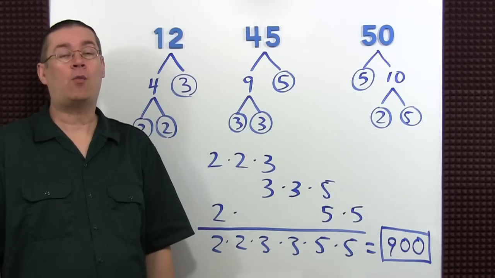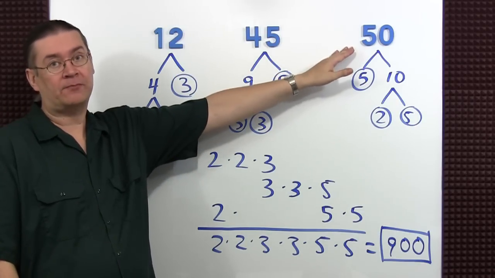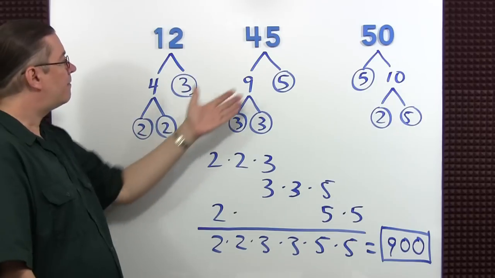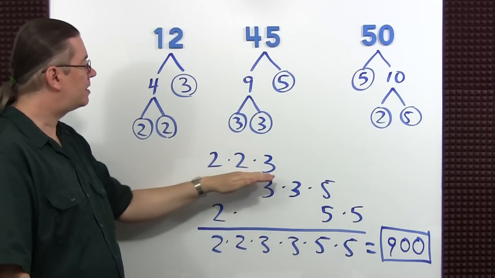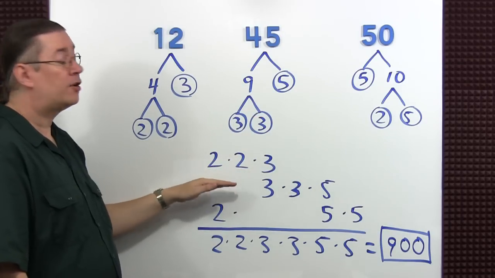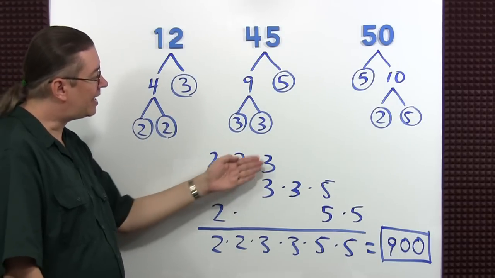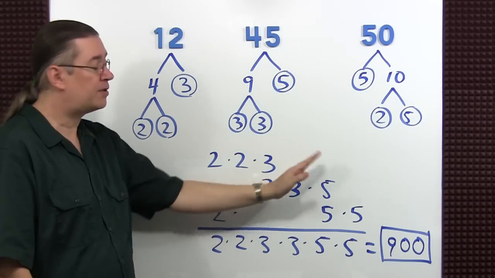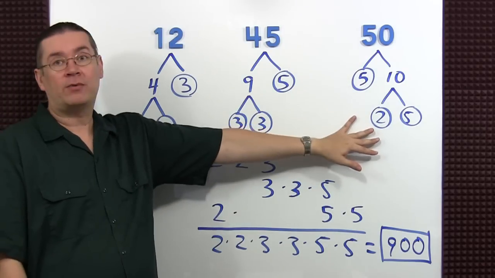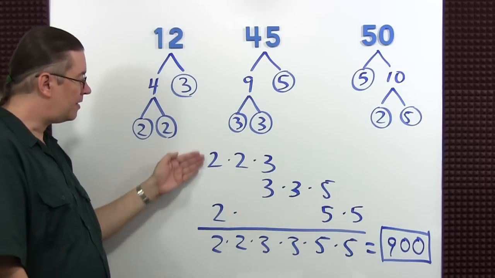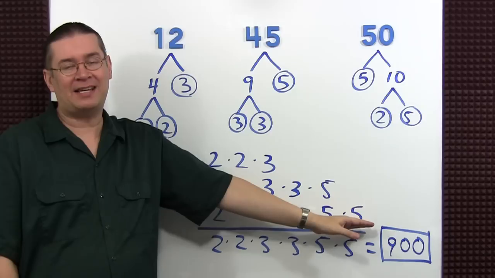In this example, I want to find the LCM of 12, 45, and 50. First, create factor trees, then write down the prime factors. Here we have 12. Try to write the prime factors of 45 directly below it. I can't over here, but I can with the 3, and then the extras to the side, 3 and 5. Same thing with 50. I can put something underneath the 2, and then again here with the 5, and then there's an extra 5 at the end.